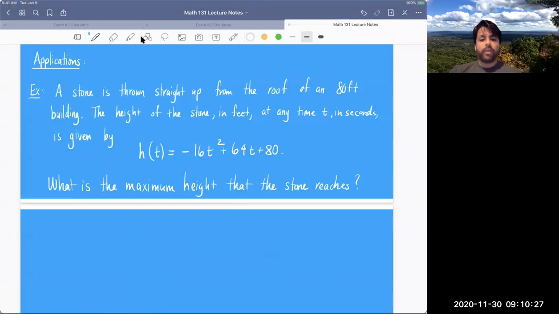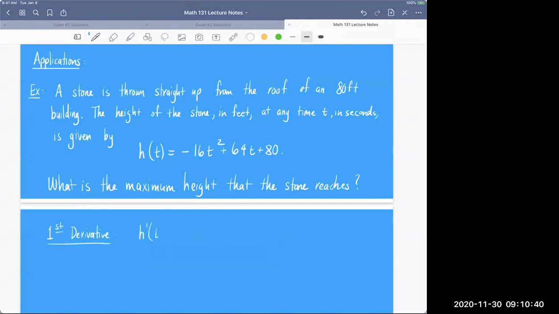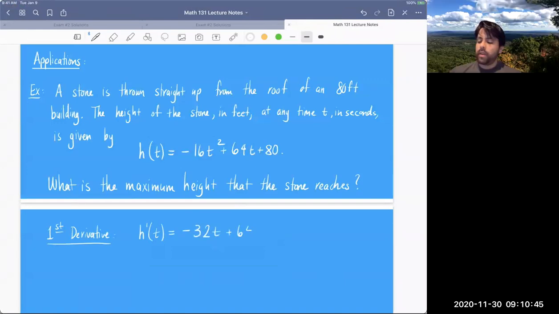So what happens if I find the first derivative? What am I trying to figure out when I find the first derivative? So what is the first derivative anyways? Negative 32t plus 64. Now, what do I do with my first derivative? I do what with it?